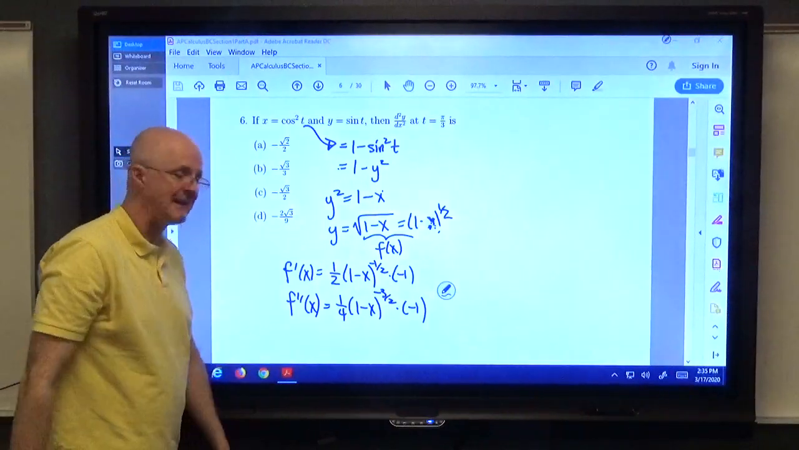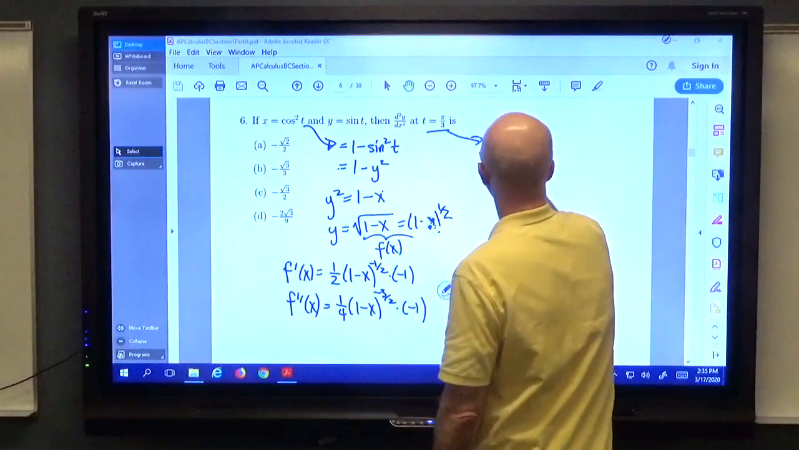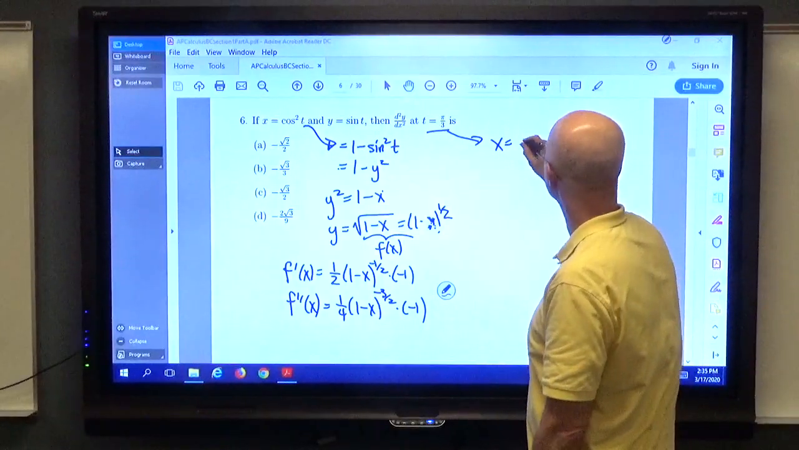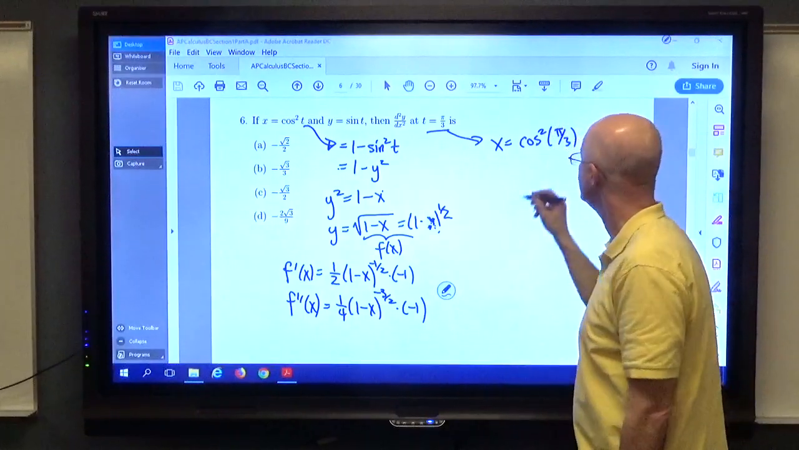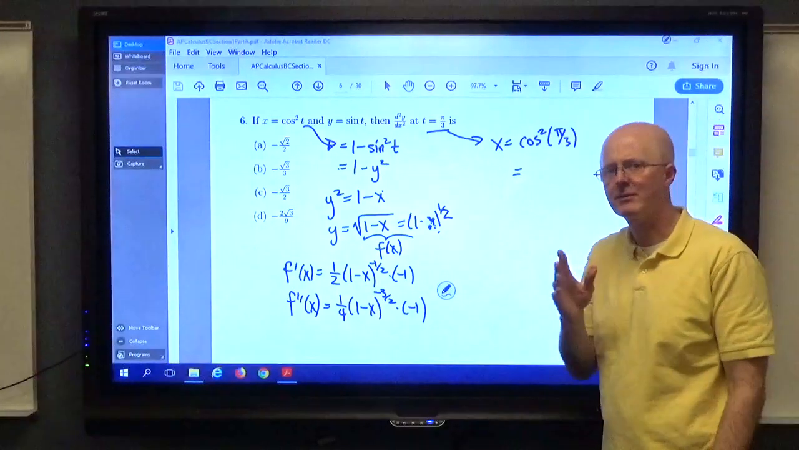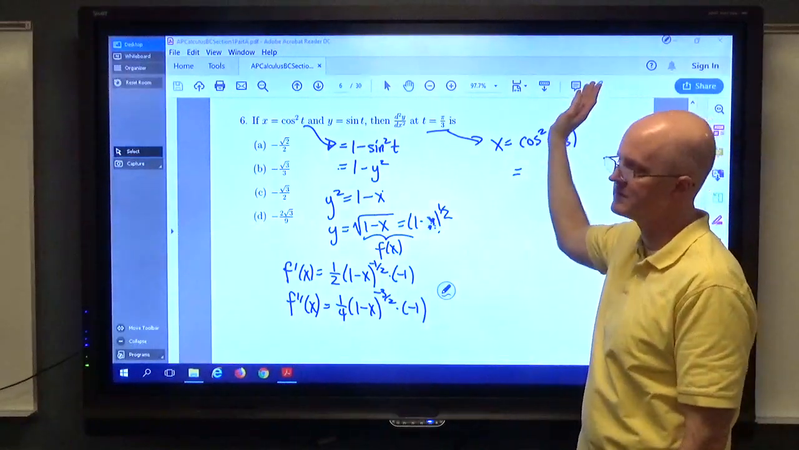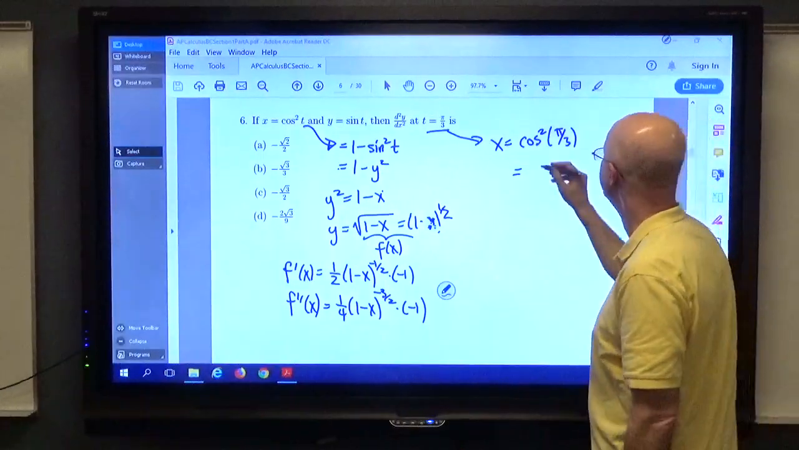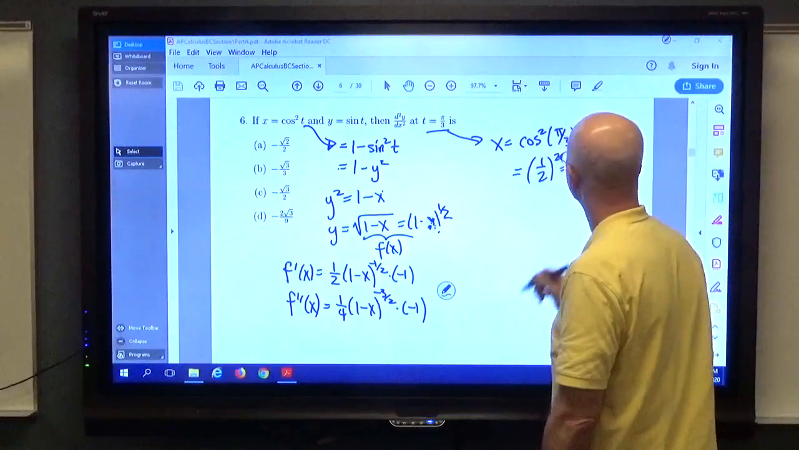I have to plug in x into that. But what is x when t is pi over 3? X is cos squared t, so I'm going to get cos squared pi over 3. Do you need to memorize some trig values for the test? Cosine of pi over 3. Well, pi over 3 is 60 degrees. Okay, I remember cosine of 0 is 1, then I go down to square root of 3 over 2, then square root of 2 over 2, then 1/2. Cosine of pi over 3 is 1/2. So I got to do 1/2 squared, and get 1/4 here.